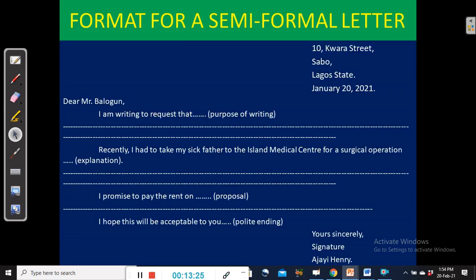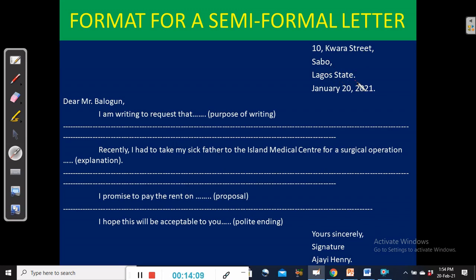All right. Now let's get into the formats, the illustrative example for a semi-formal letter. Every letter begins with your address, and you can see this very clearly here: 10 Kwara Street, Sabo, Lagos State. You have to take note of the punctuation marks. There's a comma after 10 Kwara Street, there's a comma after Sabo, and then the state ends it.